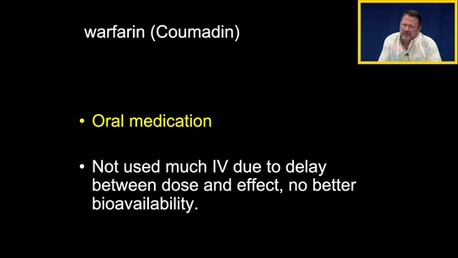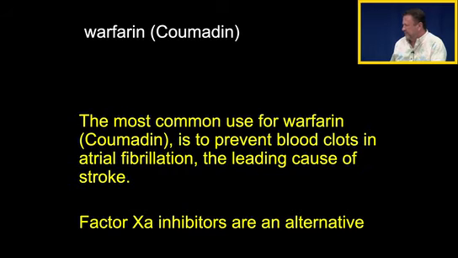Again, warfarin is the oral medication. There is an IV form, but there is no difference in its ability to work. And so when they talk about the oral anticoagulant, they're usually talking about warfarin, Coumadin. And so the most common use for warfarin, Coumadin is to prevent blood clots in atrial fibrillation, the leading cause of stroke. But the factor Xa inhibitors are used more and more as an alternative.